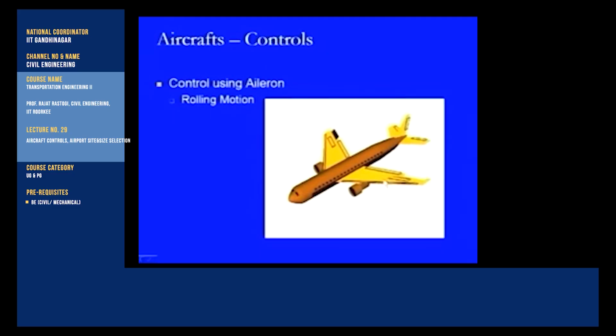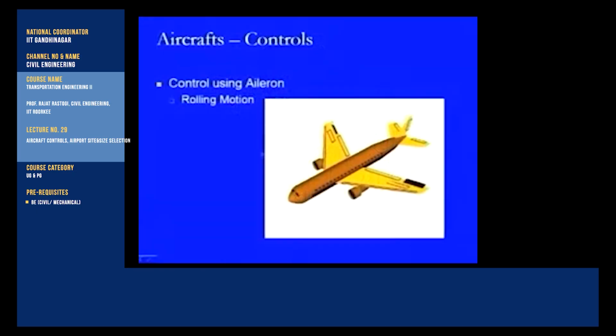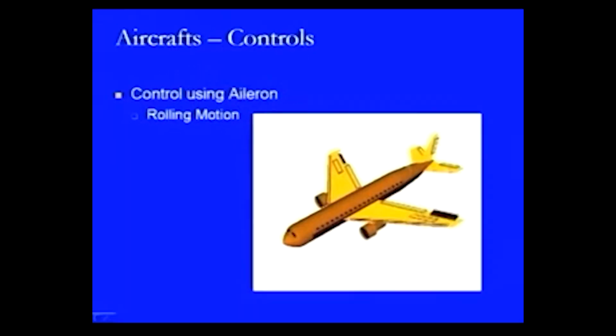So, these are the three main types of motions which need to be controlled during any flight, maybe during takeoff or during landing or in the air itself, at the time when it is at a much higher altitude. So, the pilot needs to take care of all these systems being provided on the wings.